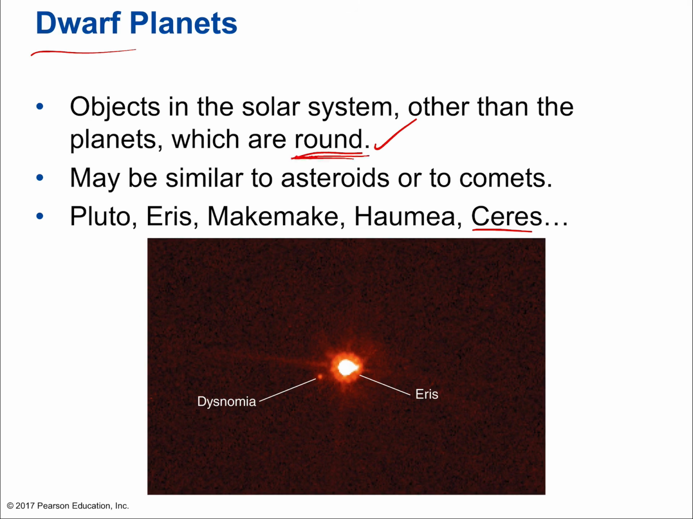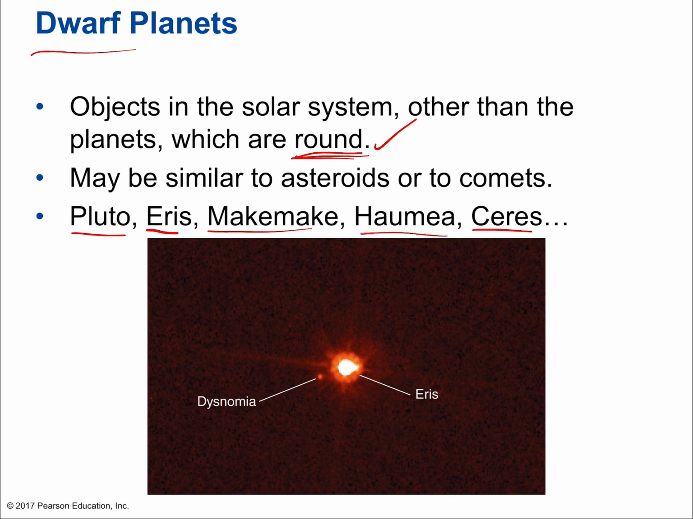Pluto is round, even though it's basically a comet. Other comets that aren't round aren't dwarf planets, all right? So Pluto's a dwarf planet. Eris, which is kind of out near Pluto, is a dwarf planet. Makemake, another dwarf planet, further out than Pluto. Haumea, also a dwarf planet, all right? You get the idea, right?